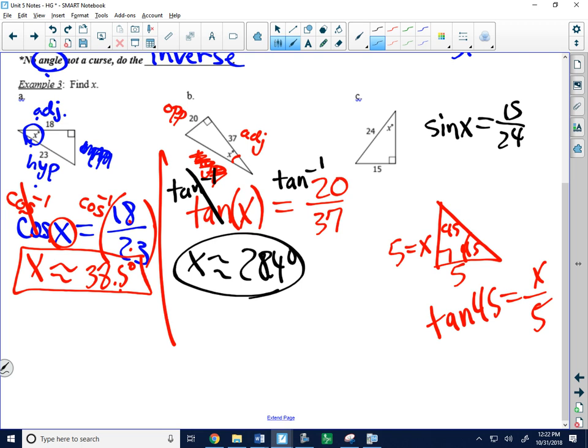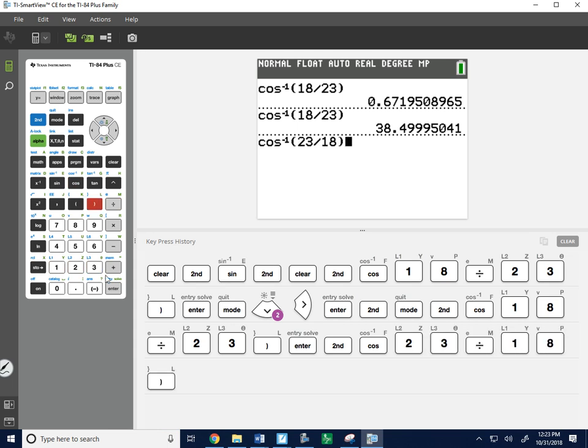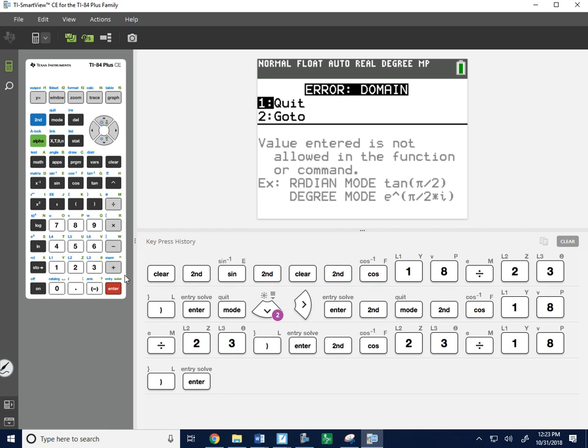Hey, one other thing I want to say before we move on to practice is sometimes your calculator can do a good job of telling you you made a mistake. So on this first one, watch this. If I had accidentally flipped them, and I do second cosine, 23, right? Your calculator will say error because it can't do that.